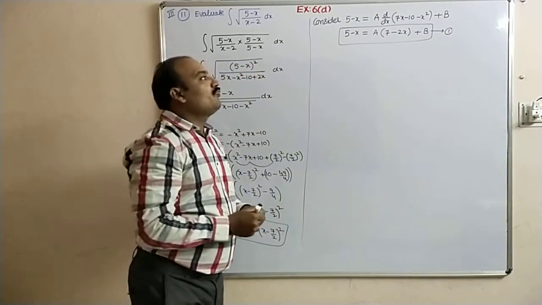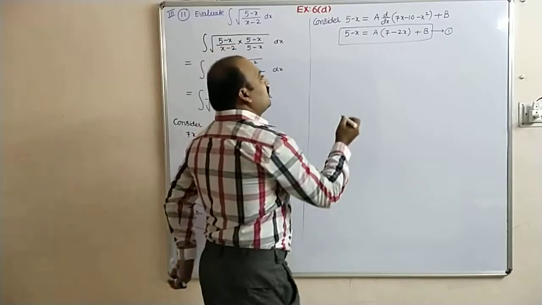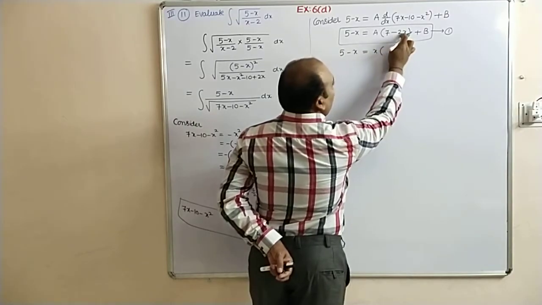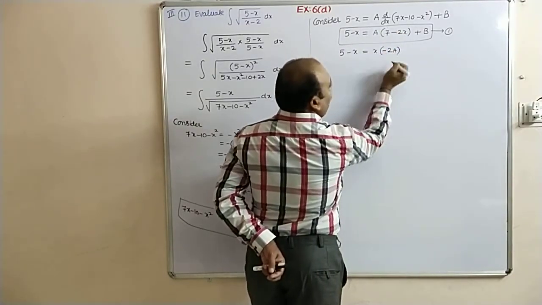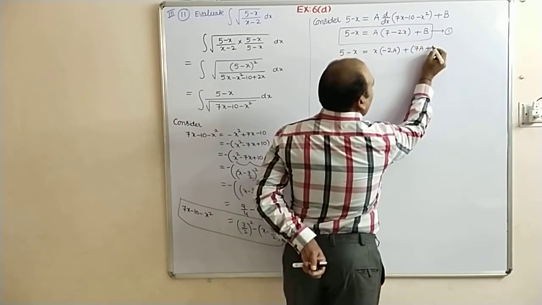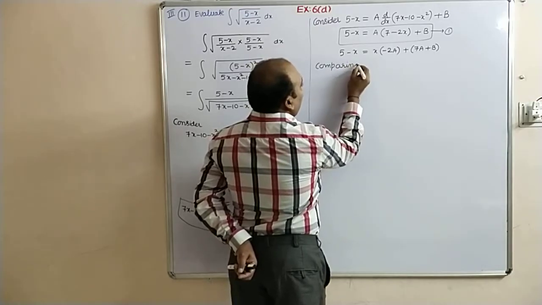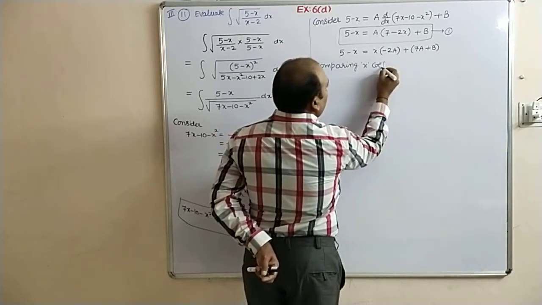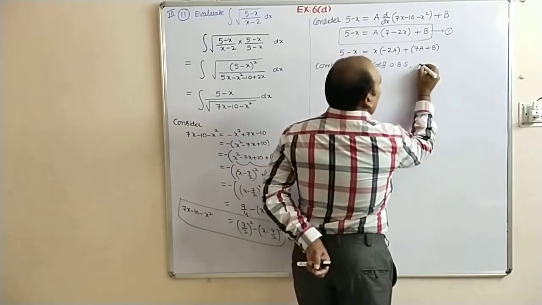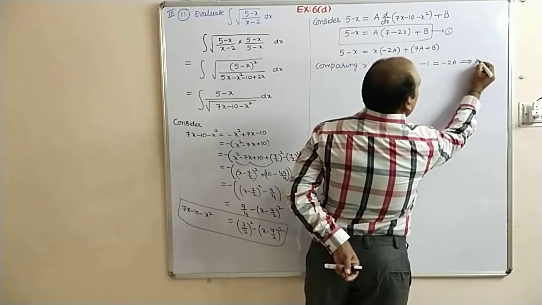Now what we have to do? Get the values of A, B by comparing the like coefficients on both sides. 5 minus x equals, first the x terms: x into minus 2A, minus 2A, constants plus 7 into A, 7A plus B. Now comparing x coefficients on both sides. So here the x coefficient is what? Minus 1. Minus 1 equals, here the x coefficient is minus 2A. That implies that A is equal to 1 by 2.